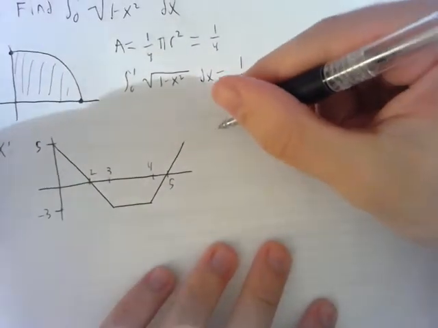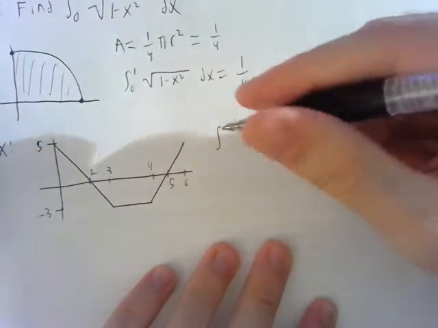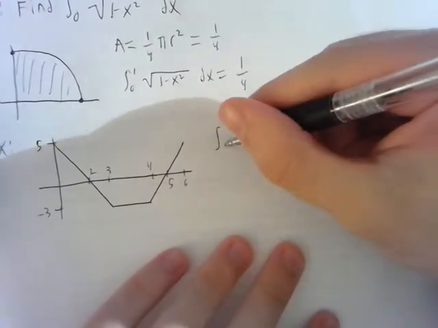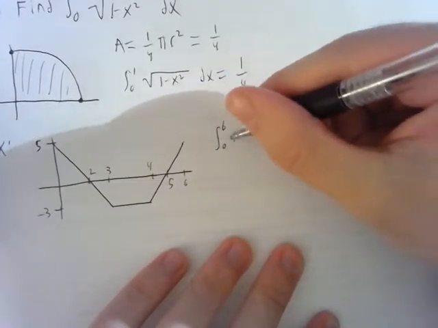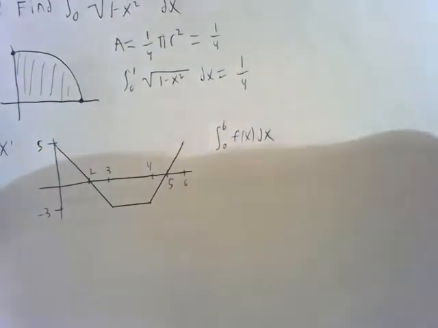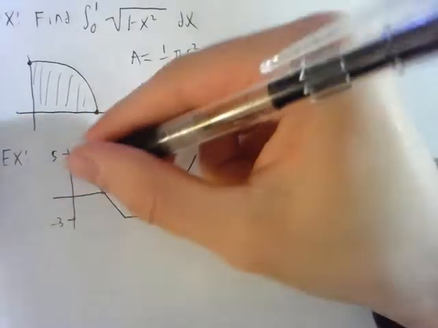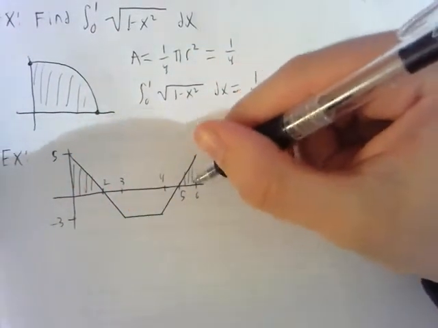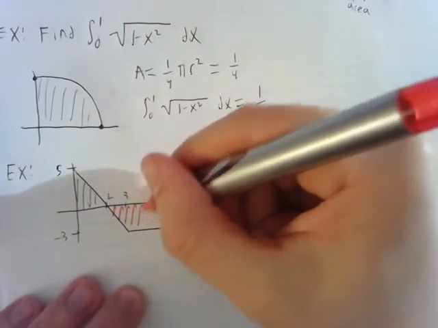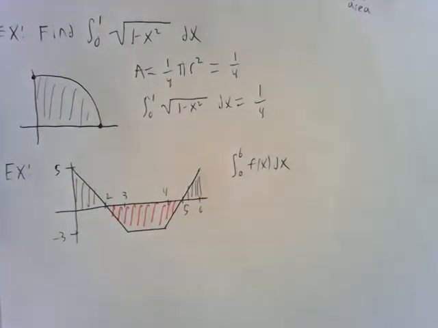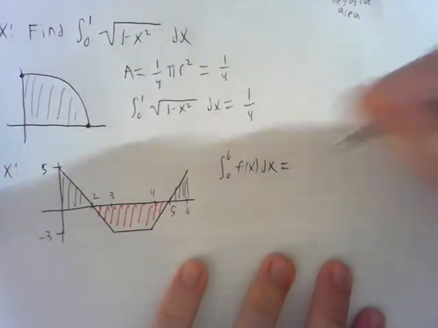So if we want to find, let's make this 6, the integral from 0 to 6 of this function f of x dx, well, we have to find the area beneath this curve, remembering that this area in here will count as negative. So this area in black will be positive. The area in red will be negative.